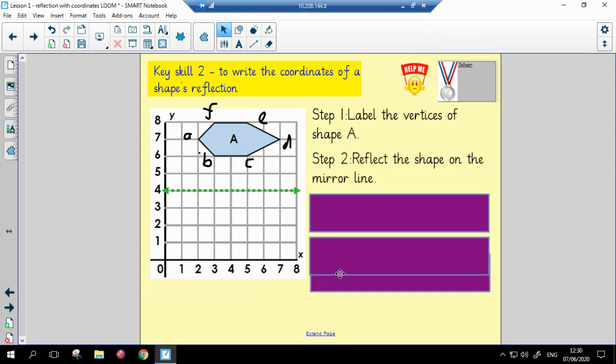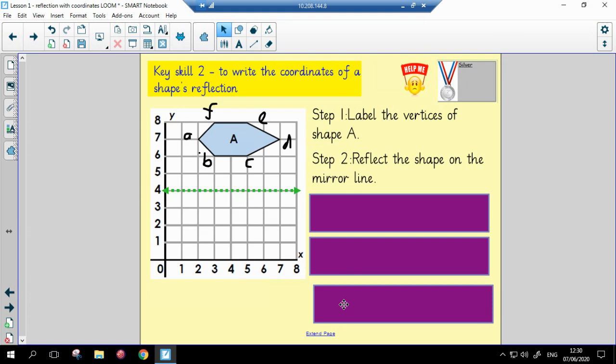Step 2 is to reflect the shape on the mirror line. Again, you can use the mirror to help you. I'm going to try and do that as carefully as I can, making sure that I get it correct for you. Oh, no, I can see already that I've counted incorrectly, so I'm going to go back. Can you see where I've made my mistake here? I've only got 1 square here from the mirror line and not 2, so I'm going to take those lines away and start again. You might find this will happen to you, and while you're checking, you can see where you're making your mistakes.